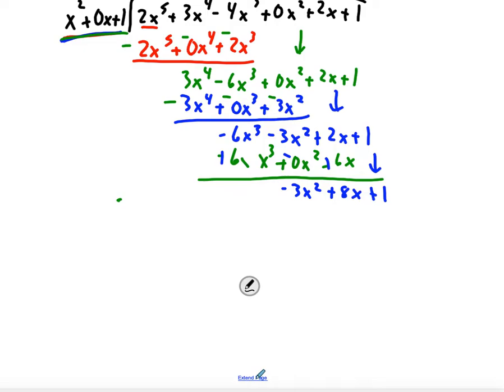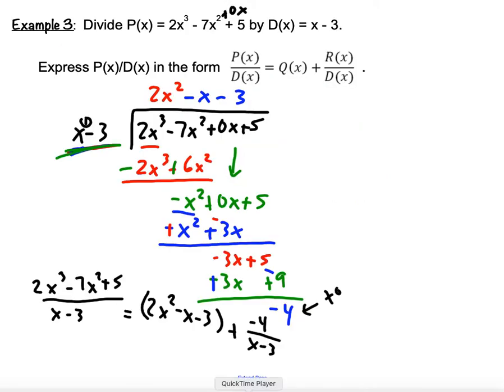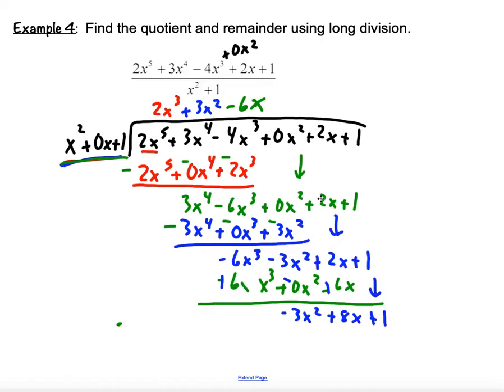So x squared times what is going to give you a negative 3x squared? So we need a minus 3 up there yet. So distribute that all the way through. Change your signs and add.